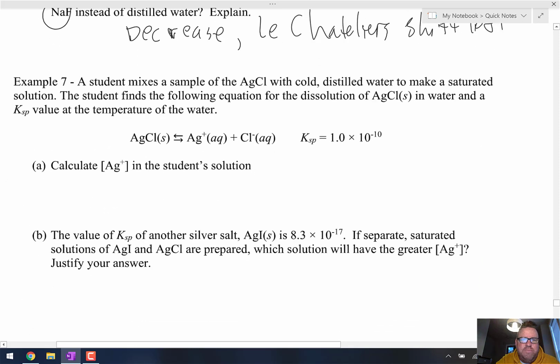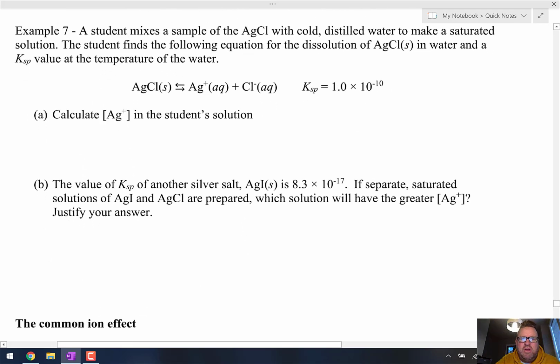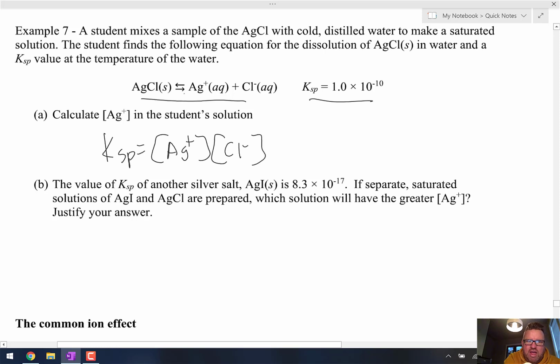Okay, last one. A student mixes a sample of AgCl with cold distilled water to make a saturated solution. The student finds the following equation for the dissolution of AgCl in water and a KSP value. So there's our equation, there's our KSP value. What's the concentration of Ag plus in the student's solution? So again, KSP is going to equal the concentration of Ag plus times the concentration of Cl minus. And for every one of these, you get one of these. So these two concentrations are equal to each other.